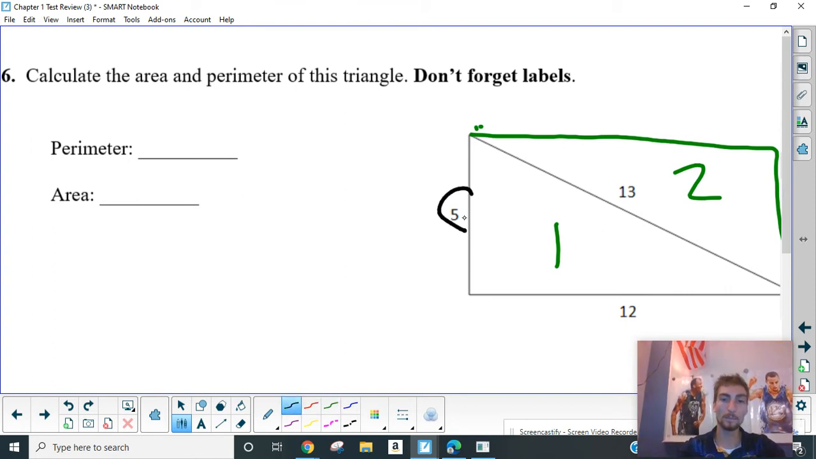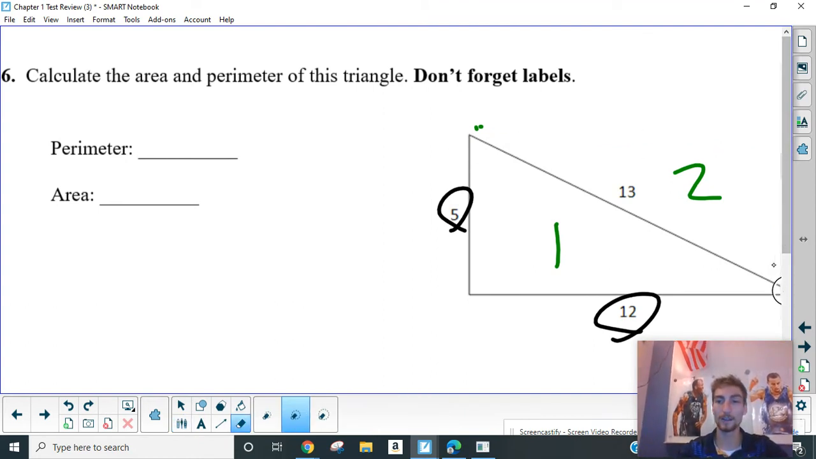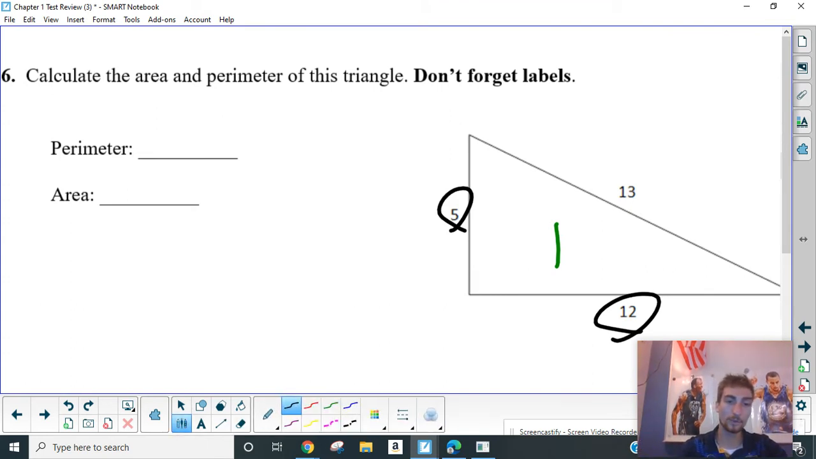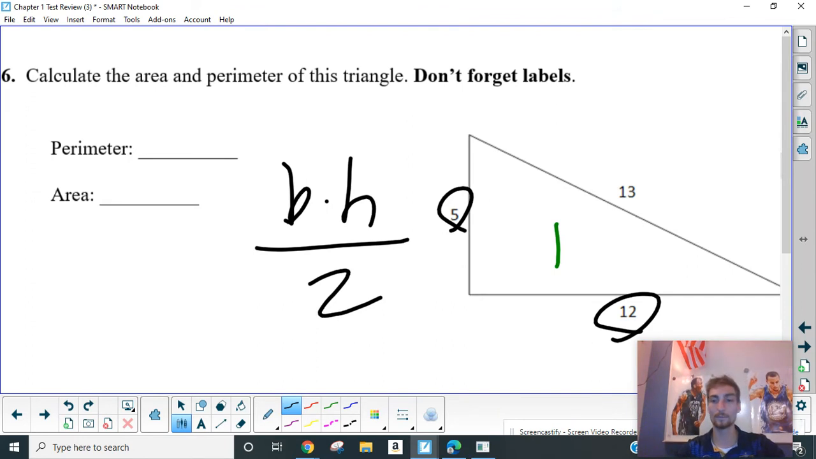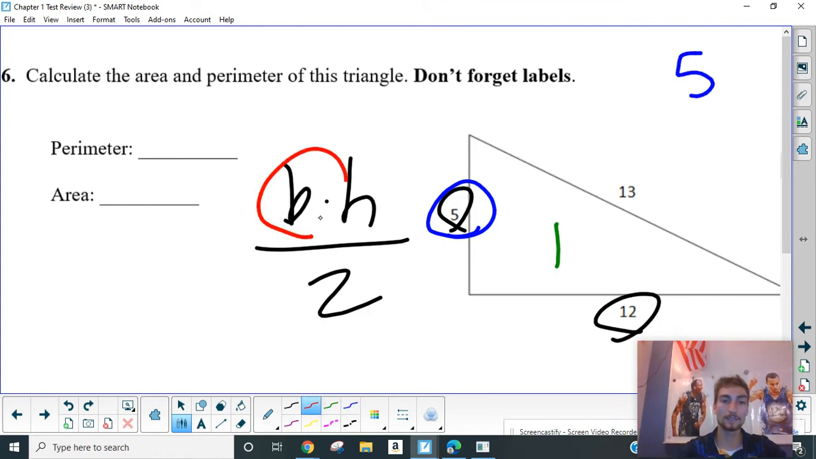Well, we know that we do base times height to calculate the area of a rectangle. And so here we're going to do the same thing, except since this is half of a rectangle, we're going to divide it by 2 at the end. So my formula would be base times height divided by 2. So let's go ahead and replace first what the height is. Height is 5. And then what the base is, 12.